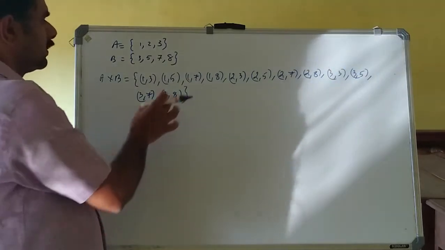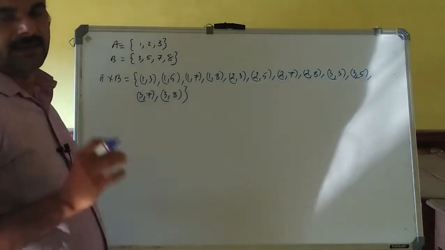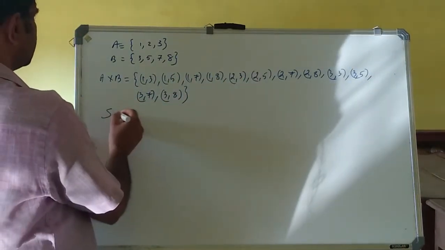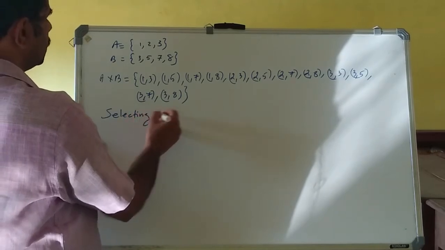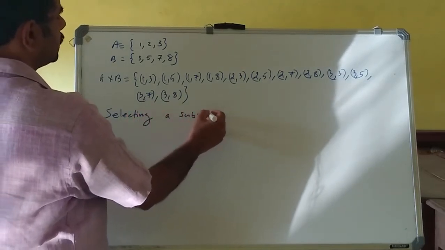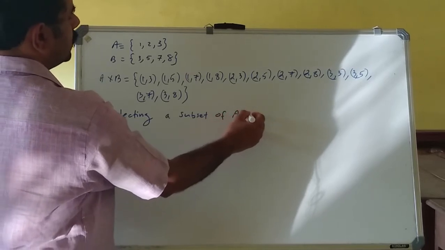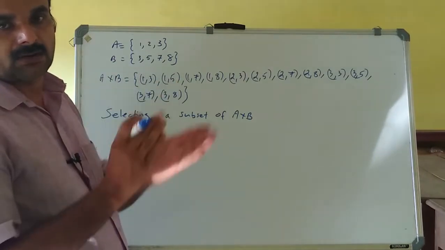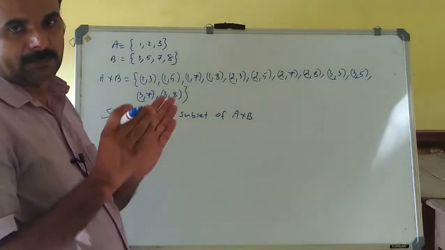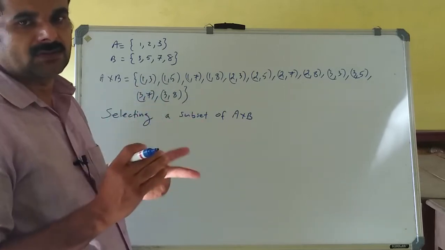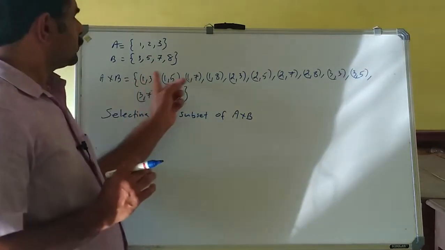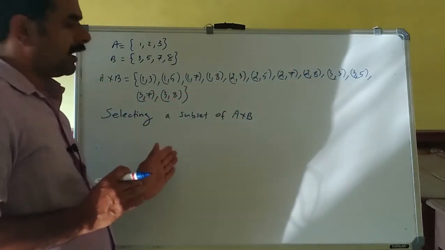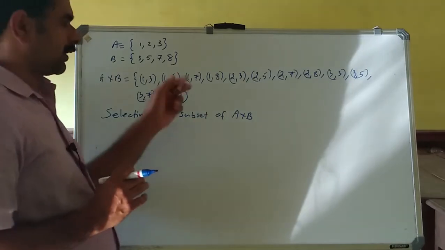And now I am taking a subset of this A cross B, selecting a subset of A cross B. What do you mean by subset? Subset is a part of the set, isn't it? Or a subset is made up of some elements of the given set. So you can choose any of the elements of A cross B and frame another set, which is called a subset of A cross B.